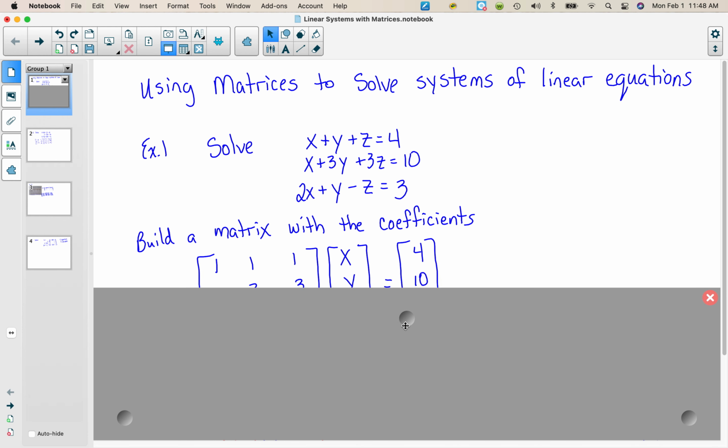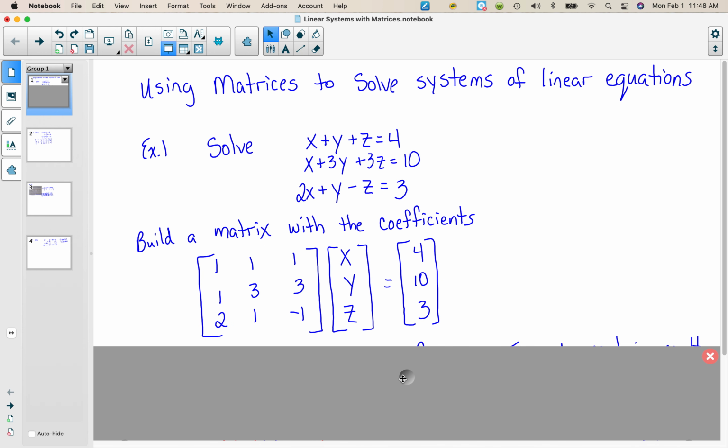So what we're going to do is take the coefficients of the equations and build a matrix. And this is what a matrix looks like. This is actually a matrix equation. There's three matrices here. This first one is considered a 3 by 3 matrix because it has three rows and three columns. This one is considered a 3 by 1 matrix because it has three rows and one column. And this is also a 3 by 1 matrix.